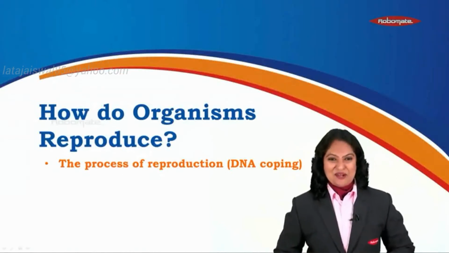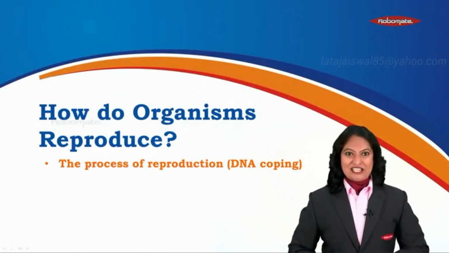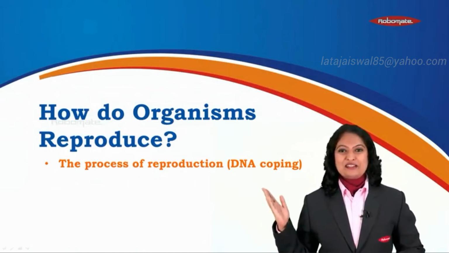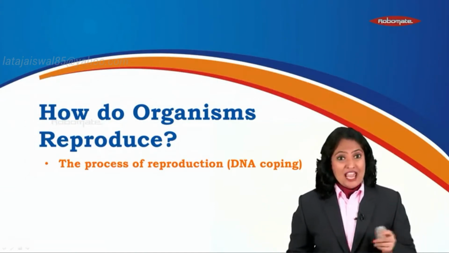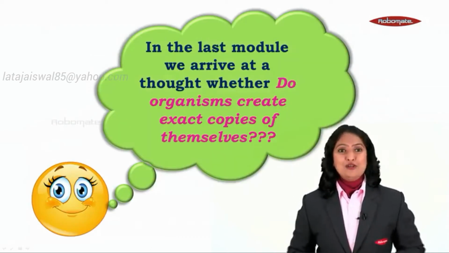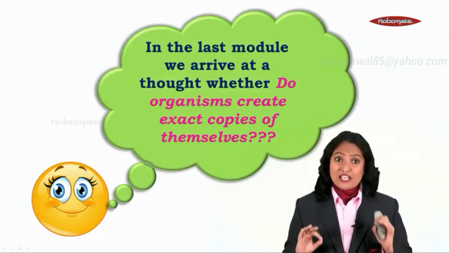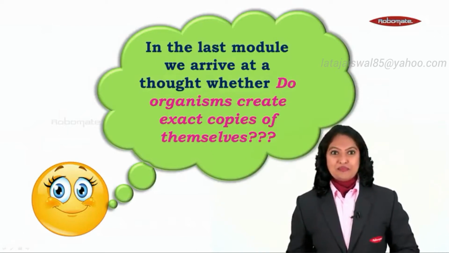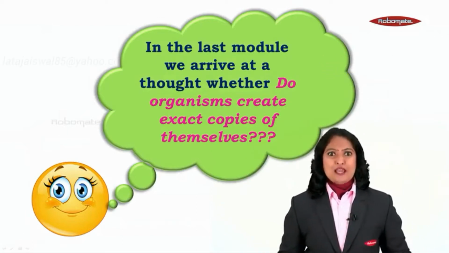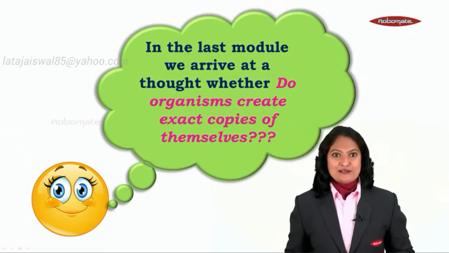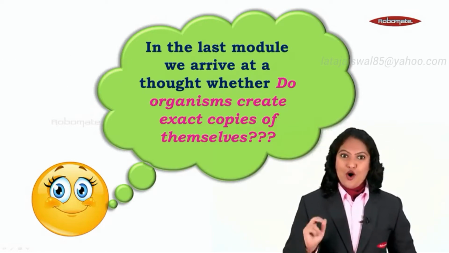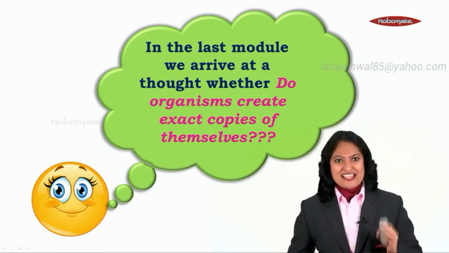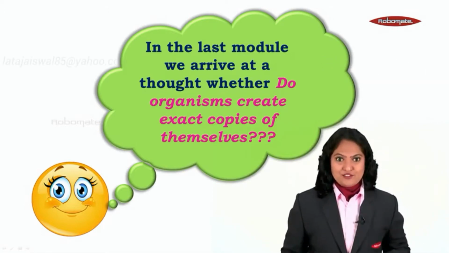Students, welcome to the second module of this chapter. In this second module, we are going to study a concept, the process of reproduction and DNA copying. Now, in the last module, we stopped with a thought or a question. If an organism is going to produce organisms of the same species, do organisms create exact copies of themselves?